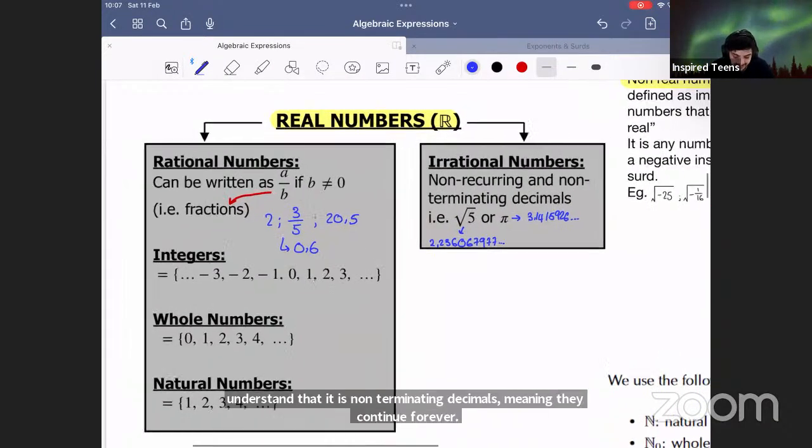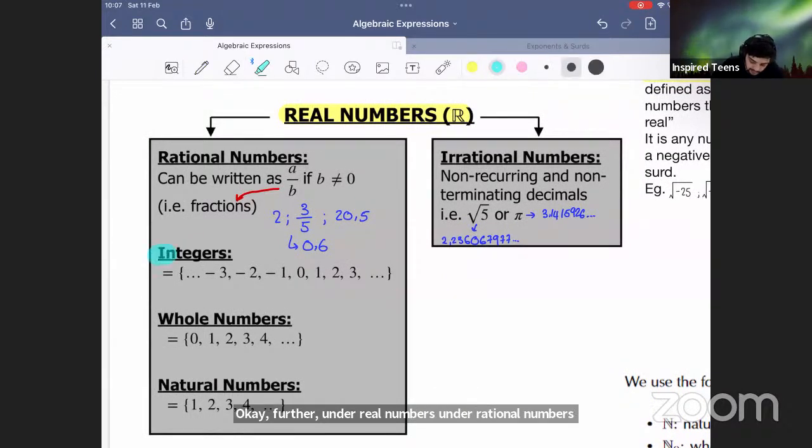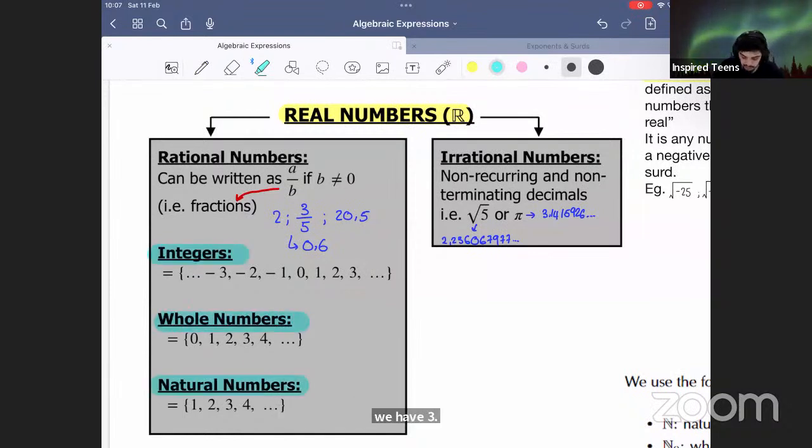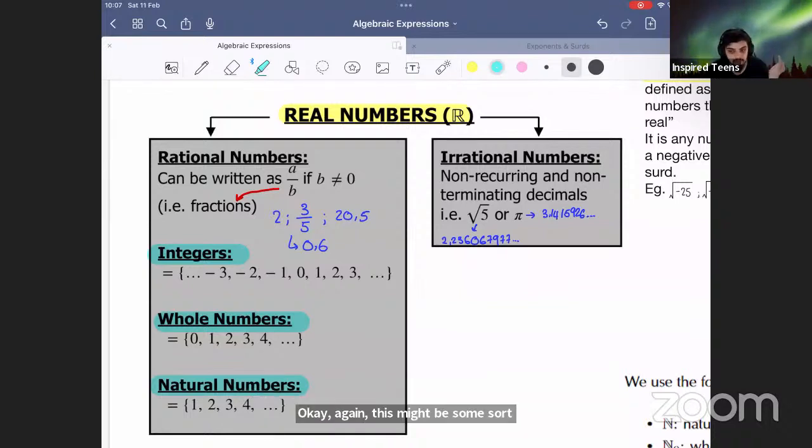Further, under real numbers, under rational numbers, we have integers, whole numbers, and natural numbers. Again, this must be some sort of revision, but maybe some people have this confused as well. So we're going to start from the bottom. Natural numbers are how we naturally count. If you're playing hide and seek, how do you count? Nobody starts and counts 0, 1, 2, 3. You count from 1. Naturally, whenever you're counting, you count from 1. So natural numbers start at 1.